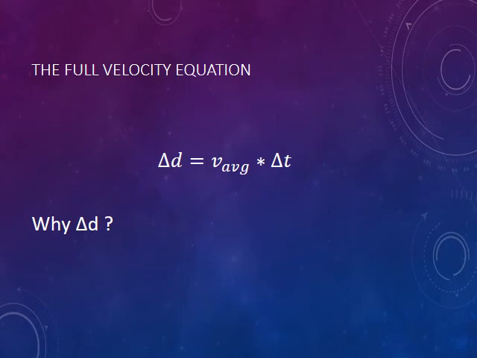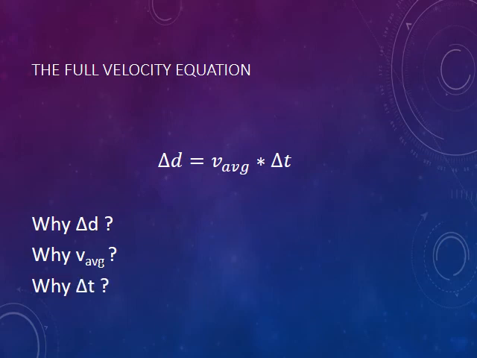So why are we using delta d instead of just plain d? Well, if we're trying to find velocity, we don't care about a particular spot where somebody is standing. We care about how their distance is changing. And the delta operator indicates change. So we're looking for their change in distance. Why v average? Well, we're looking for their average velocity because velocity can speed up or slow down. We're trying to figure out over a certain interval what that velocity averages out to.